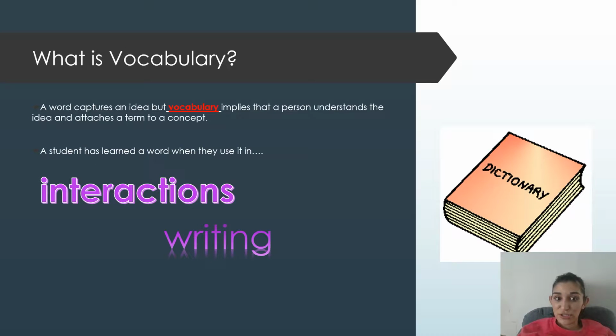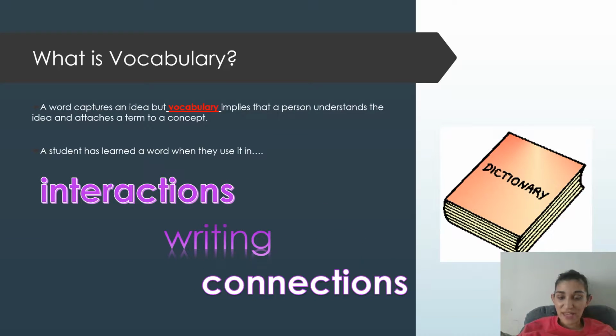We know a student has learned vocabulary when they use it in their writing and when they can connect a vocabulary word to other words that they know. All of those three concepts are really key in knowing that students know and understand vocabulary.